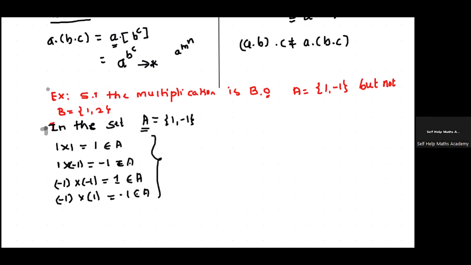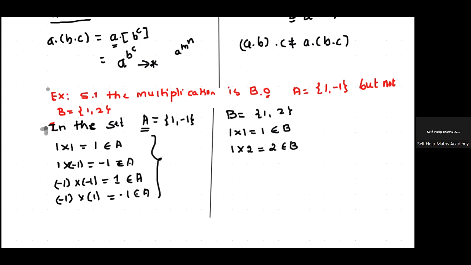So let us check it for B now. Similarly, we will check it for B. The given set B is 1 comma 2. So when I check for B, let's see, if I take 1 with 1, this is 1 which belongs to B. I take 1 and I take the element 2, which is 2, again belongs to B.